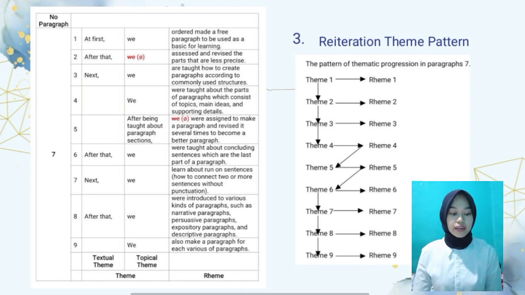In the diagram, we can see the reiteration theme pattern repeats theme 1 as theme 2, theme 3, and theme 4. And theme 6 as theme 7, theme 8, and theme 9.